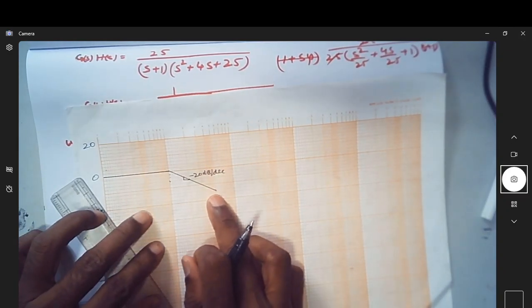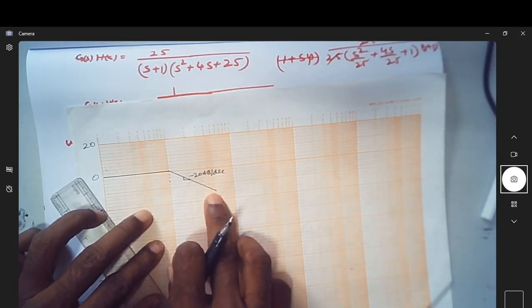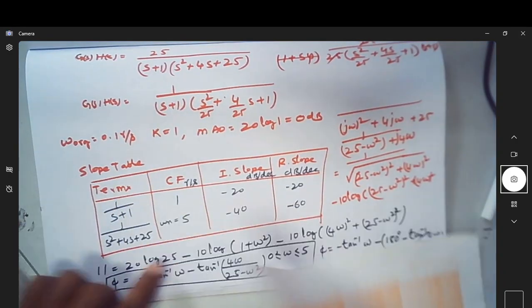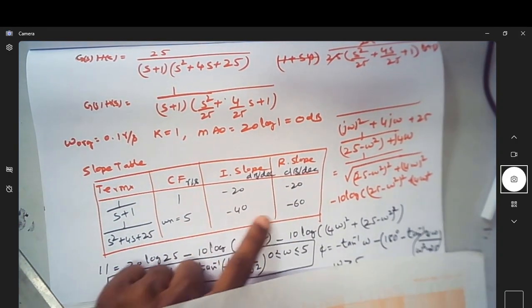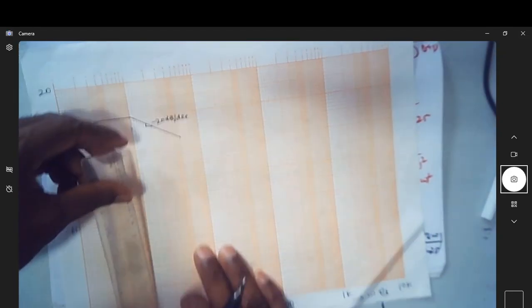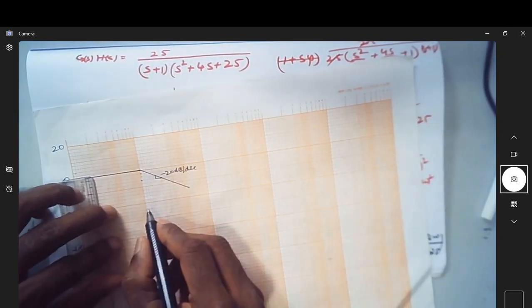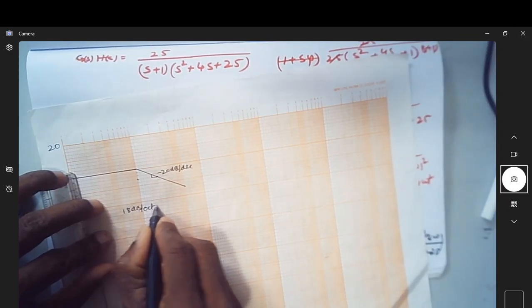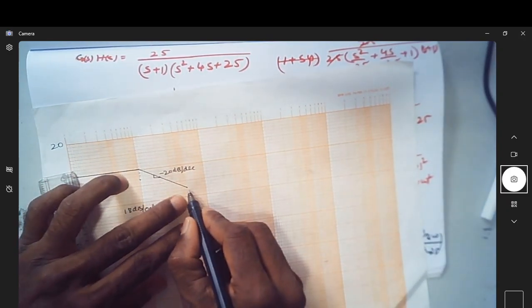Now then, what is this frequency now? So this frequency is 5. You can see the next cutoff frequency is 5. Afterwards the slope is minus 60 dB per decade. So for doing minus 60 dB per decade, I'll do it. So it is 18 dB per octave. So I'll come down by 18 dB now.